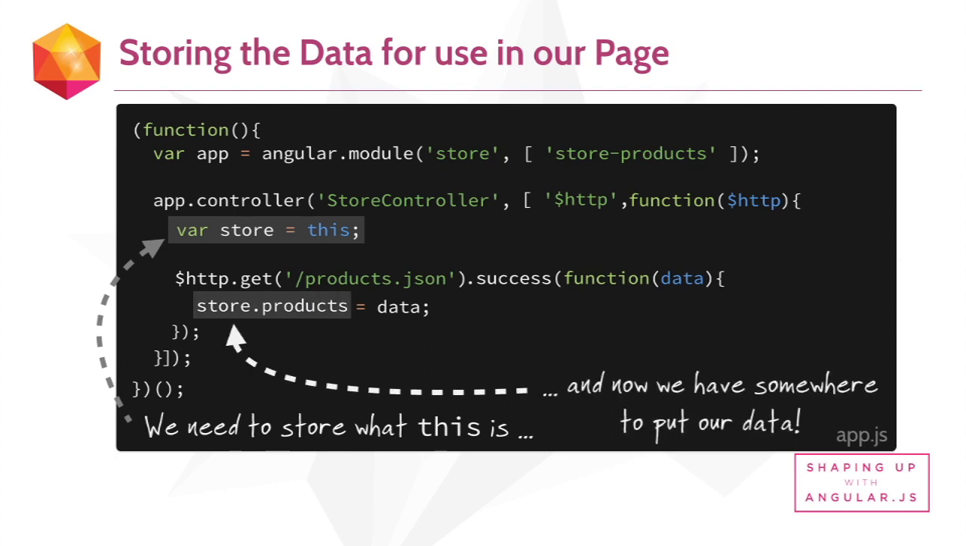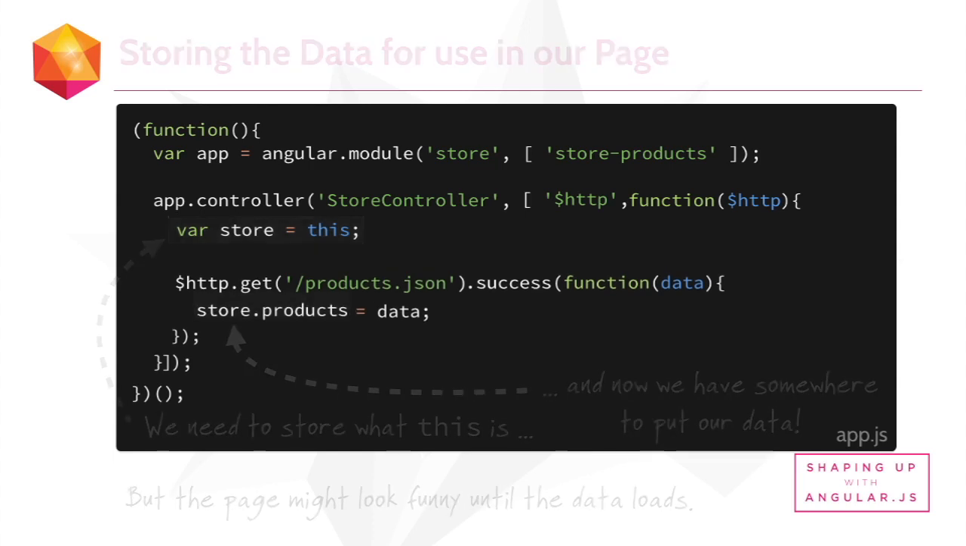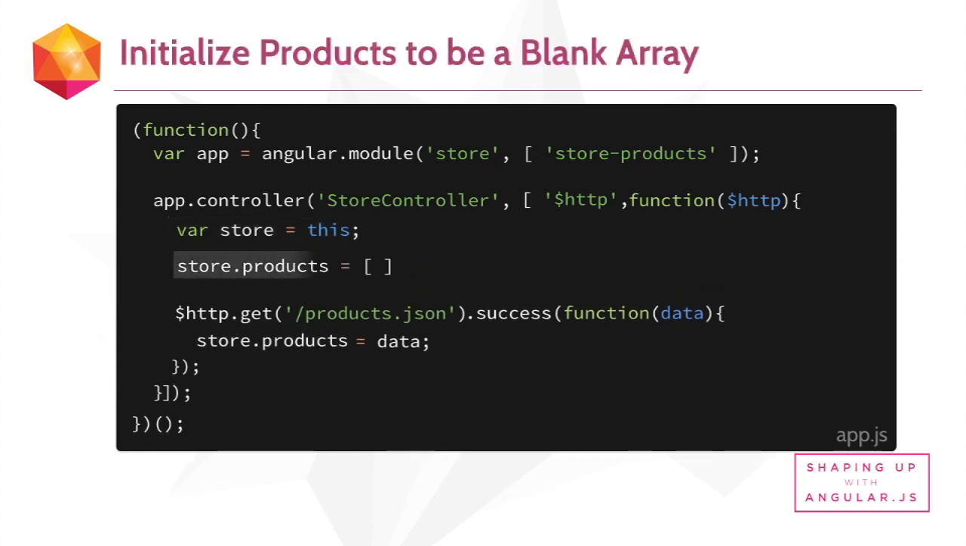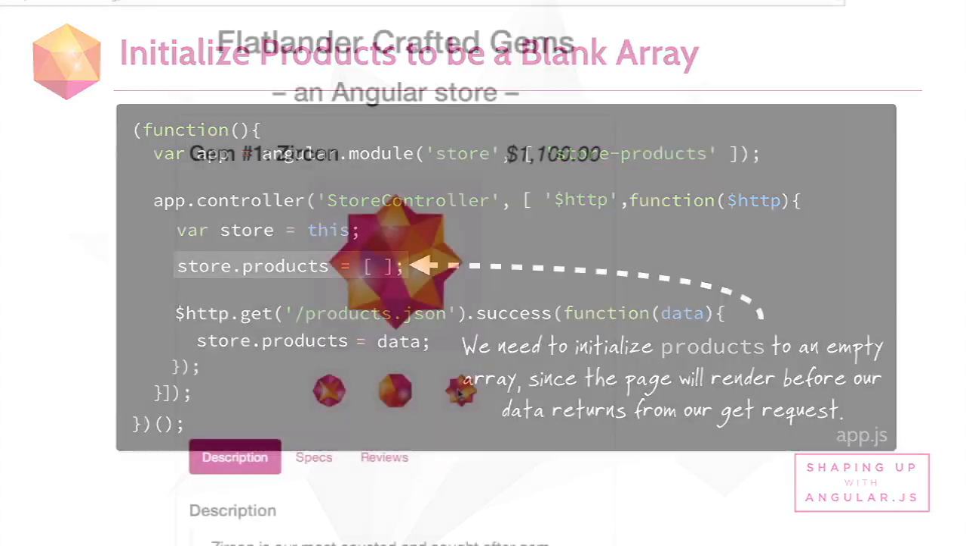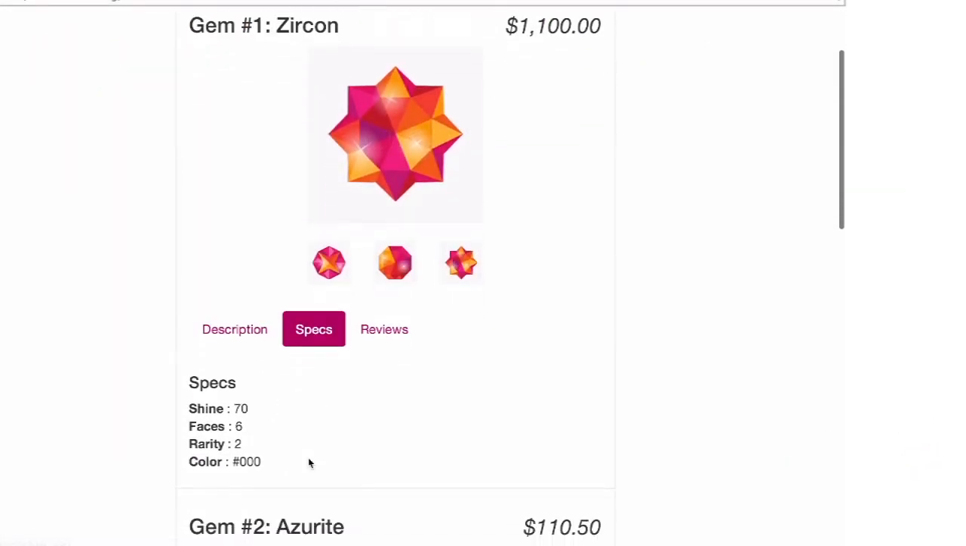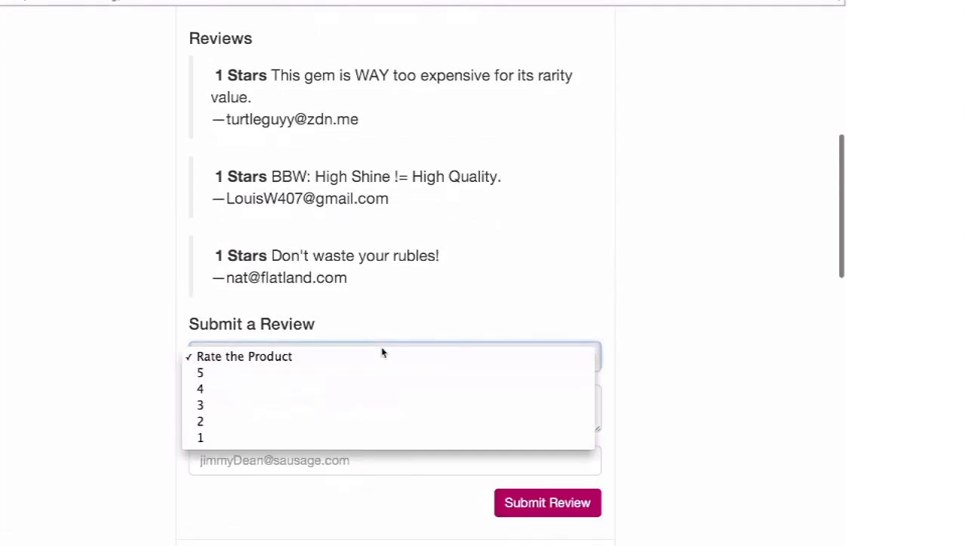This request might take a second, but our page isn't going to wait for it. It's going to go ahead and load. So it might be a good idea to initialize products to an empty array. That way when the page loads, there's no errors. Then later on, after we fetch the JSON, we can load that data into the products and the page will automatically get updated. Here you can see our page loading and our products getting loaded dynamically from a remote API.